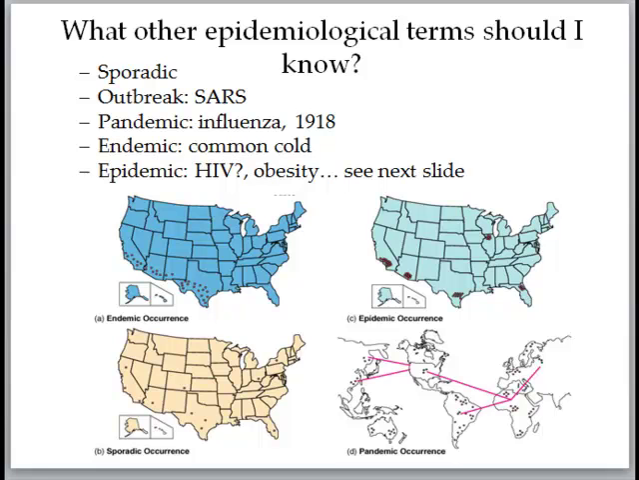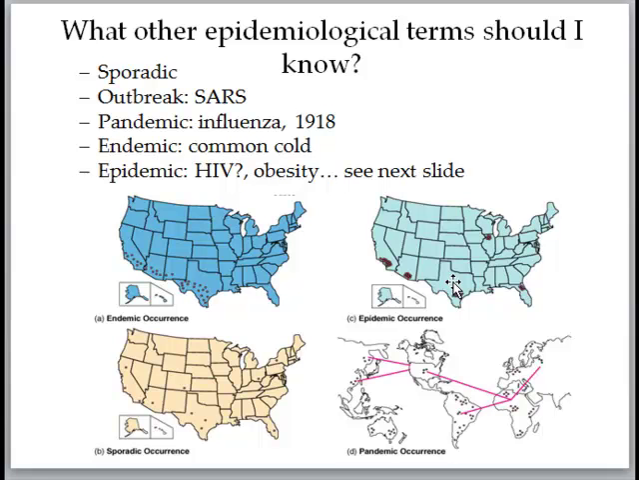Sporadic means that it is happening occasionally. A sporadic disease is a disease that can occur occasionally, such as typhoid fever in the U.S. Then we have diseases that are called endemic. Endemic diseases are those that will always be present in the community. For example, the common cold is constantly endemic in the community.